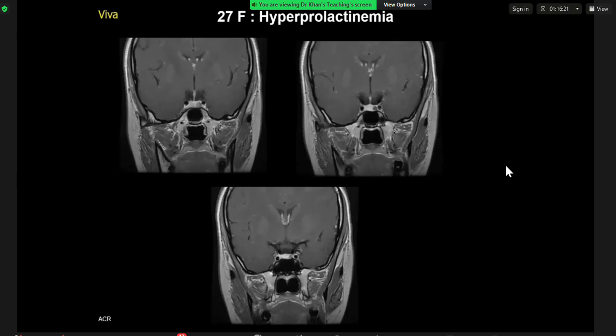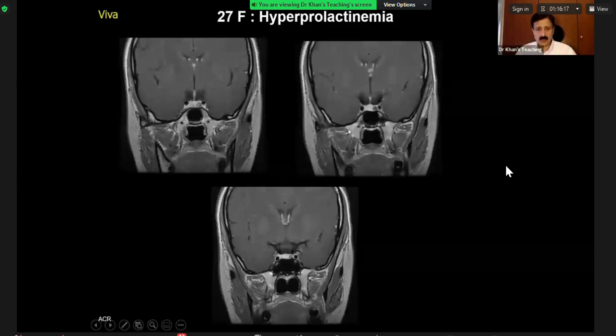Okay, I'll take over because of the time factor. Now, please remember, this is a classical case of pituitary microadenoma.